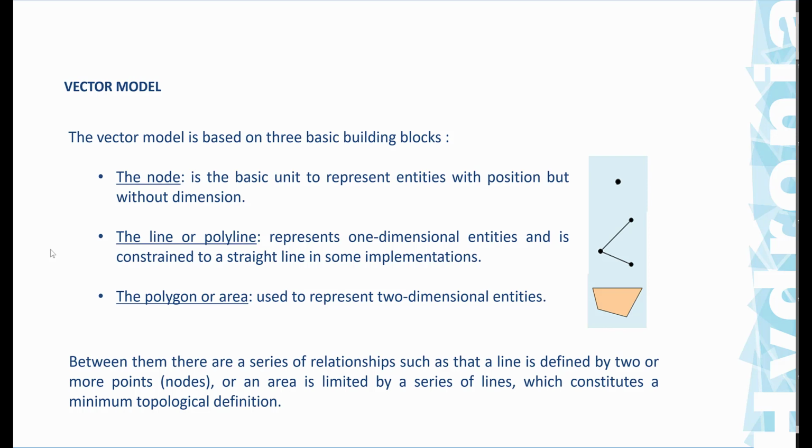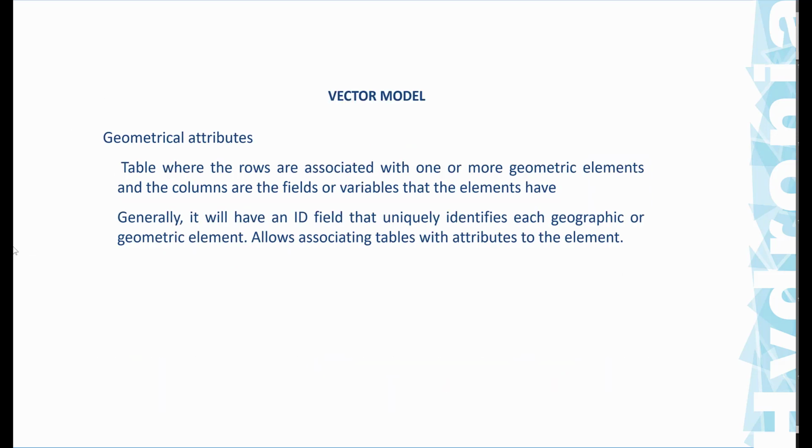Between them, there is a series of relationships so that a line can be defined by two or more points, and then the same thing applies to the other geometries here. So the vector model, as I mentioned, has geometric attributes.